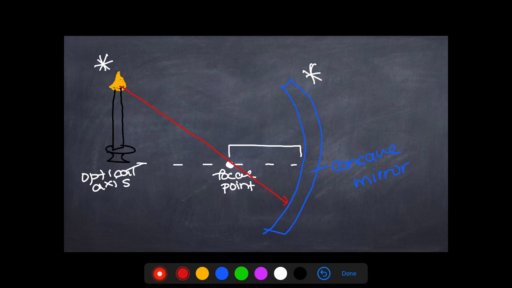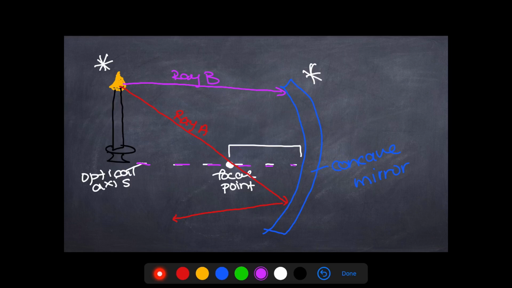Once it hits a mirror, like any mirror, it's going to be reflected, and it's going to come over here. All right, so this is going to be ray A. Now, if I take another ray of light, also coming from the flame, it's going to come over here. Now, this ray is going to come out of the original candle, the actual object, and it's going to go parallel to the optical axis. So you can see how this ray B is parallel with this optical axis, right?